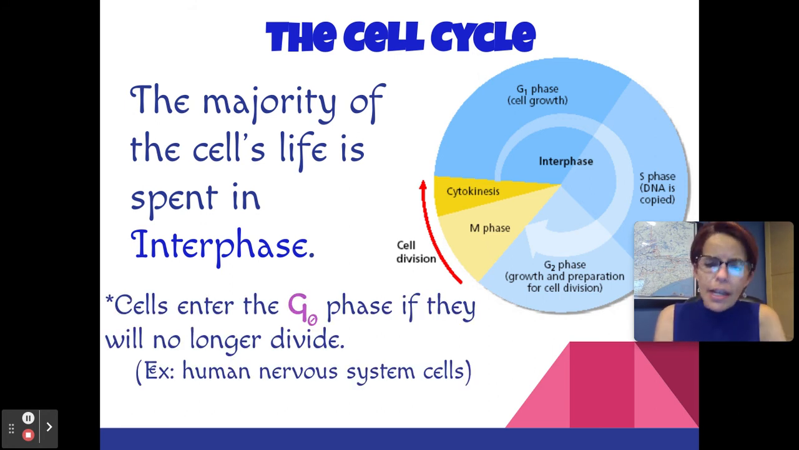Some cells enter what's called the G0 phase if they will no longer divide. And this is bad. Our human nervous system cells don't divide. So when we get brain damage or when we sever our spinal column in an accident, those cells don't replace them. So like if you skin your elbow, those cells go through mitosis and you get new elbow cells. But if we have brain damage, those cells don't replace themselves because they don't go through mitosis.